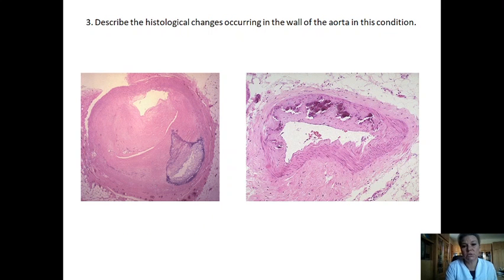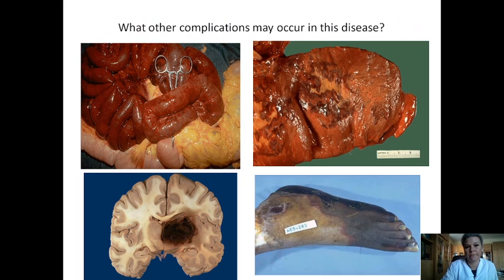In this picture, we can see histological changes in the large vessels, in the aorta and large vessels: formation of plaques, growth of connective tissue, and calcification. The volume of those arteries is decreased. We can see some complications of this disease.